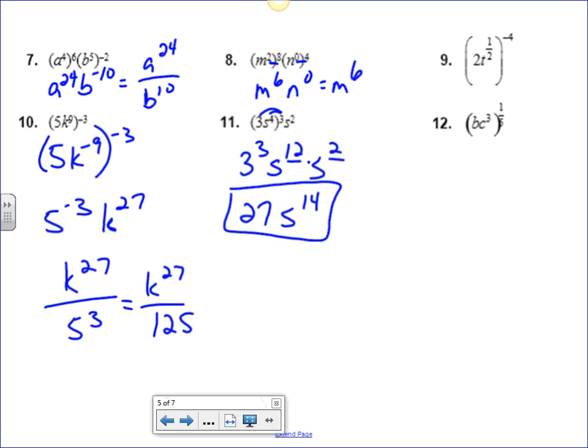Okay, this last one, if we just apply that exponent out to both of the things on the inside, I'd have b to the 1/6 and c to the 1/2.